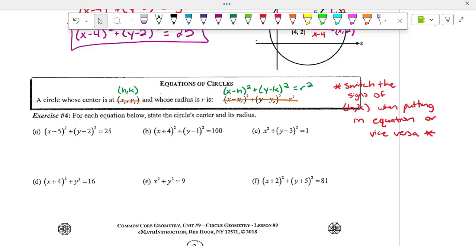Now, for these last couple ones, let's see if you guys can tell me what the center and the radius is. All right. So, for letter A, take a minute on your own, write down what you think the center and the radius is. Don't say it out loud, just write it down.